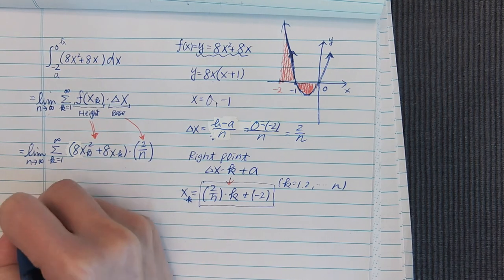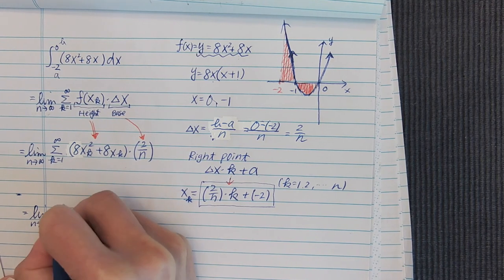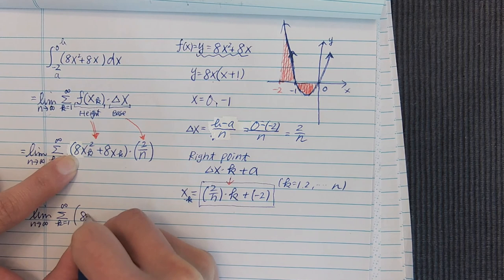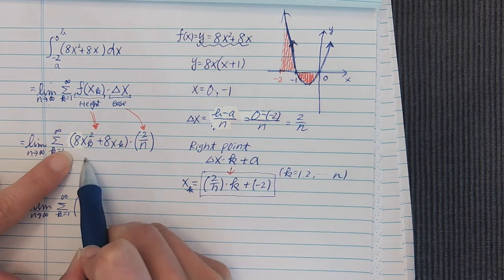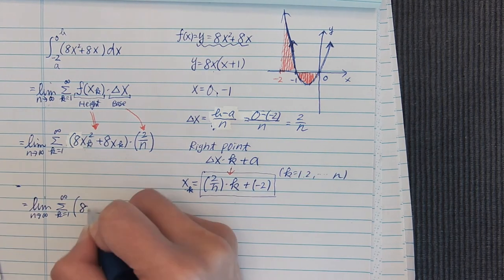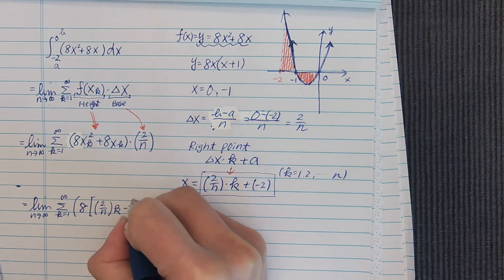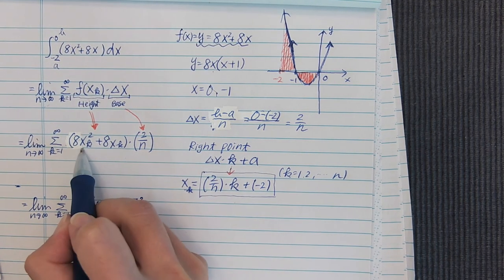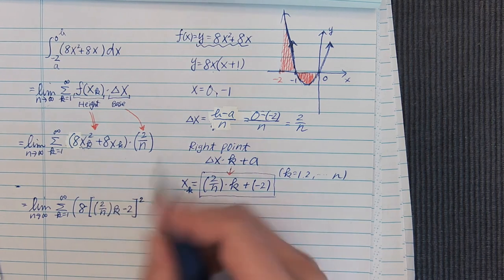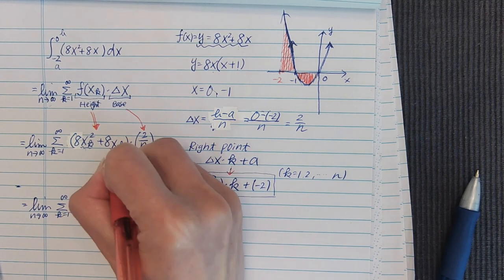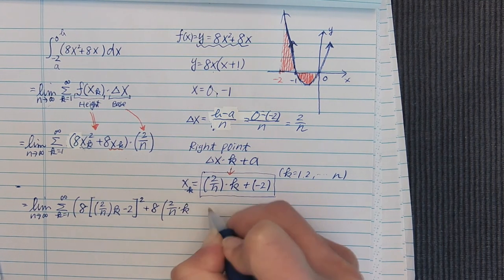Okay, so let me rewrite one more time. Limit as n goes to infinity, sum from k equals 1 to infinity. Make sure the 8 doesn't change. What's f of k? That messy thing, I should plug in right here. And make sure I don't forget the square. I have to square it. So it's 2 over n times k, minus 2, squared. That thing has to be squared. Then also plus 8 times 2 over n, k, then minus 2.